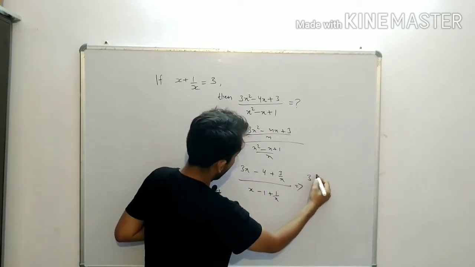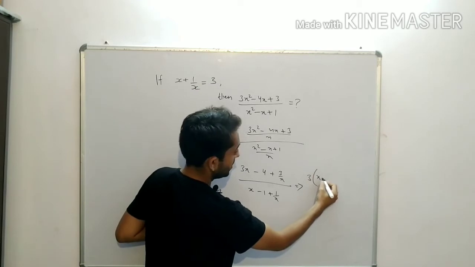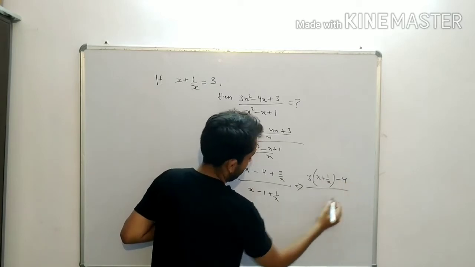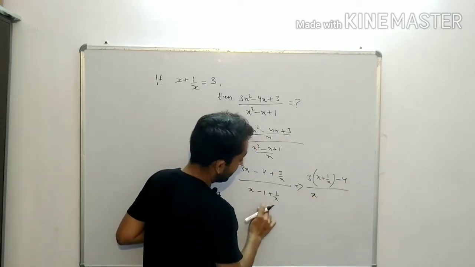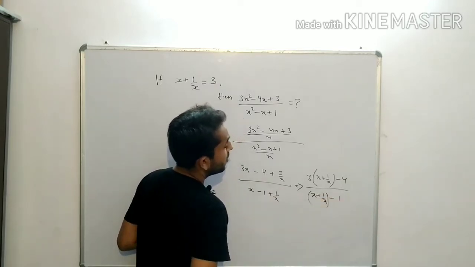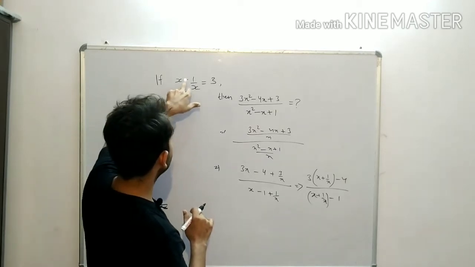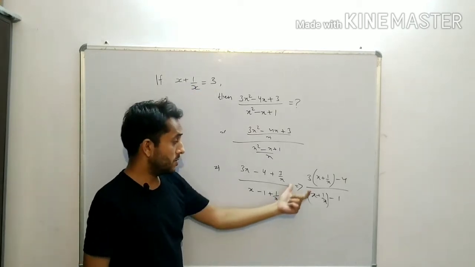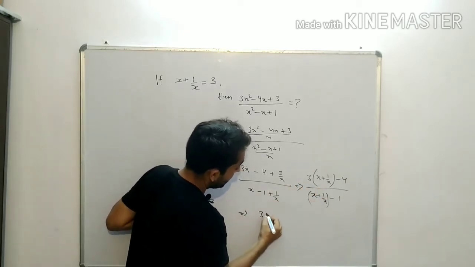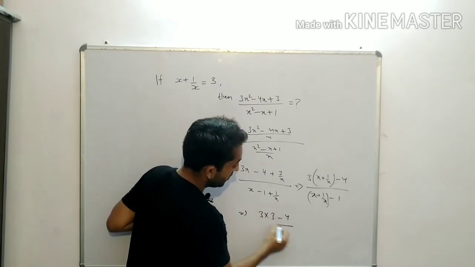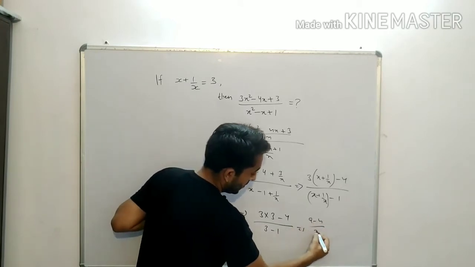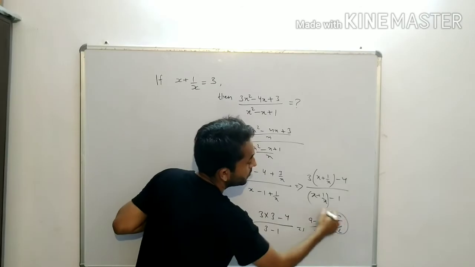After taking 3 common, we get x plus 1 by x and write minus 4 as it is. In denominator we combine, write x plus 1 by x and minus 1 as it is. Now we can easily see x plus 1 by x equal to 3. Simply just put value of x plus 1 by x in this, 3 multiply with 3 minus 4, 9 minus 4, 5 by 2.